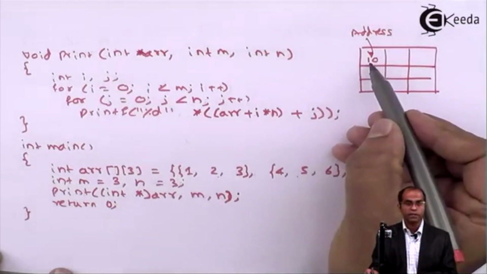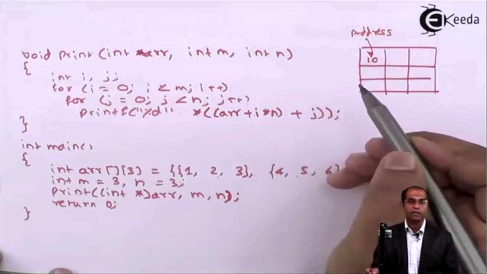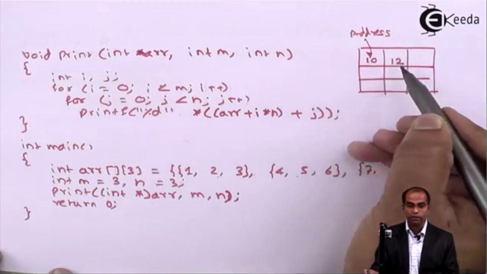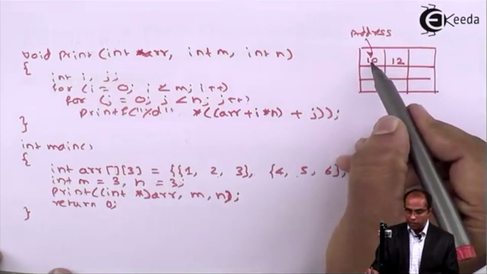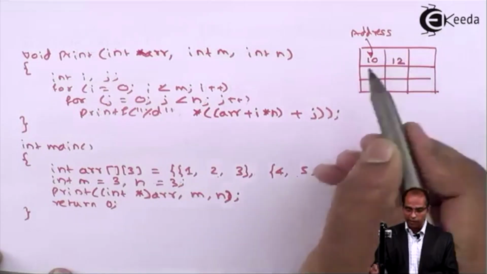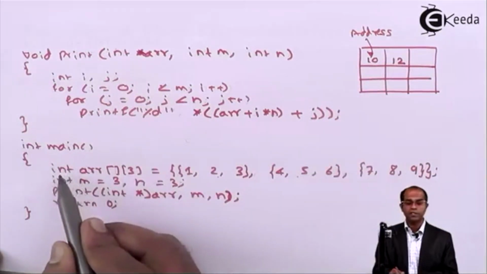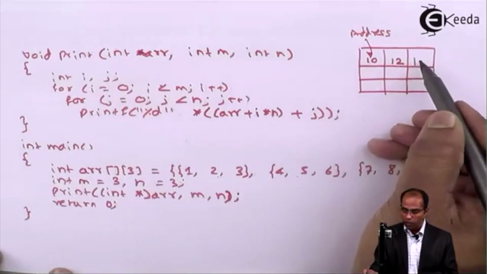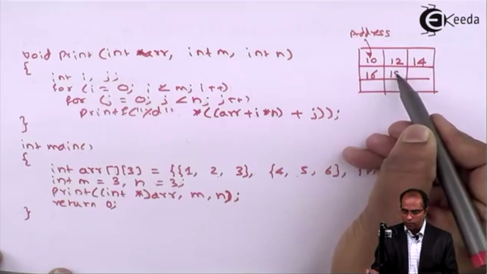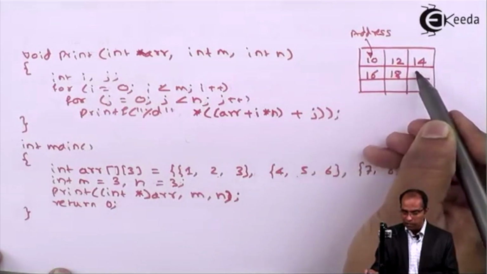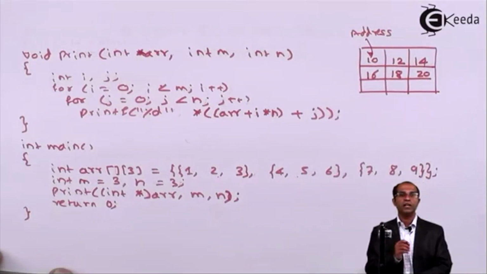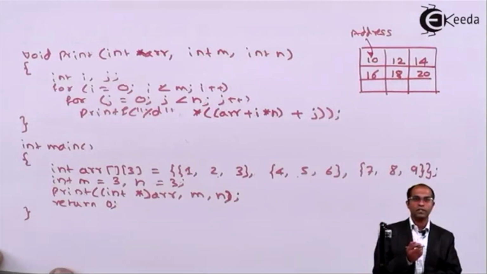So now the address value is 10. What will be the next element address? Will it be 11? No, it will be 12. Because 10 plus 1 multiplied by the scale factor, which for an integer is 2, so 10 plus 2 is 12, 12 plus 2 is 14, 14 plus 2 is 16, 16 plus 2 is 18, 18 plus 2 is 20. Now if I assume this to be a decimal value, it goes in this fashion.